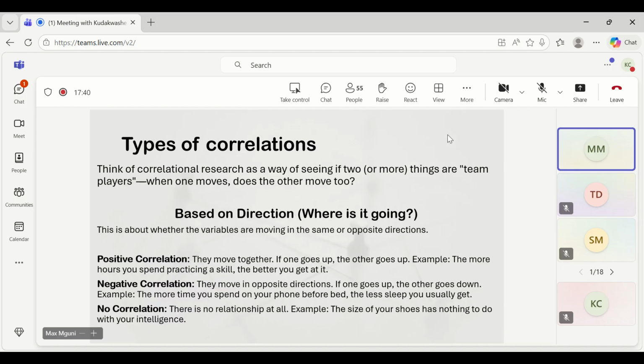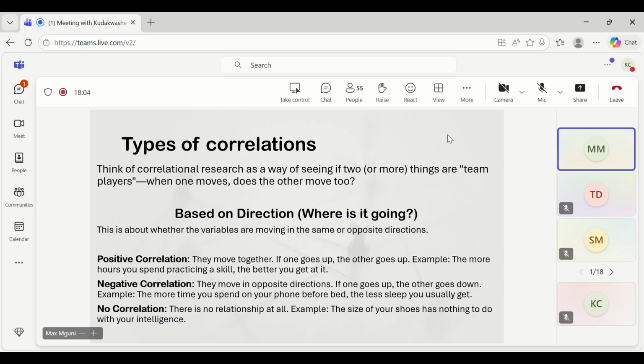Okay, types of correlations. Think of correlation research as a way of seeing if two or more things are team players: when one moves, does the other one move? So that's the correlation we are looking at. If you have got two people, if one moves, does the other one move as well? We look at them based on different criteria.